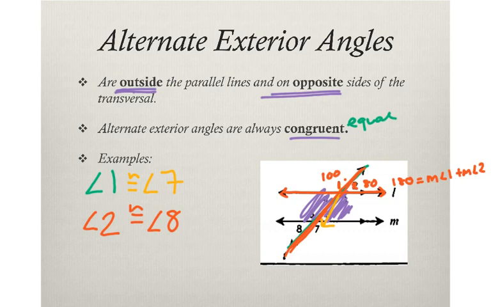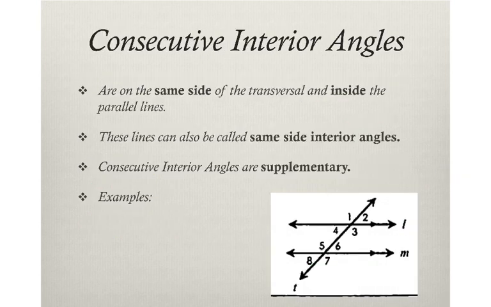All right, 2 more angle types to go through. So the next one is consecutive interior angles. So think about consecutive. That means one right after another. Now, they're on the same side of the transversal and inside the parallel lines. So same side of the transversal, inside parallel lines.